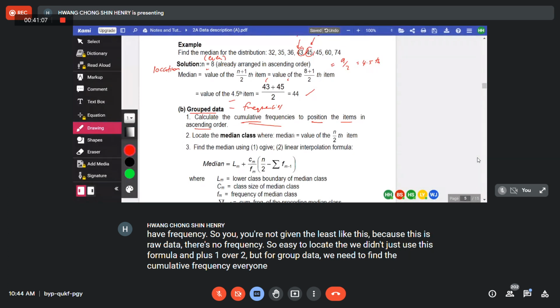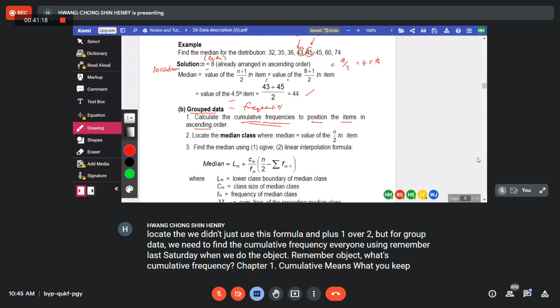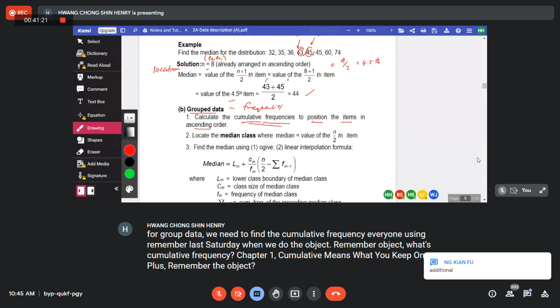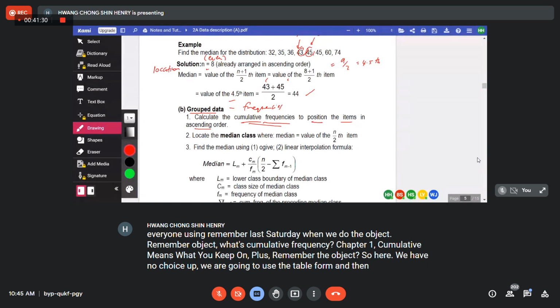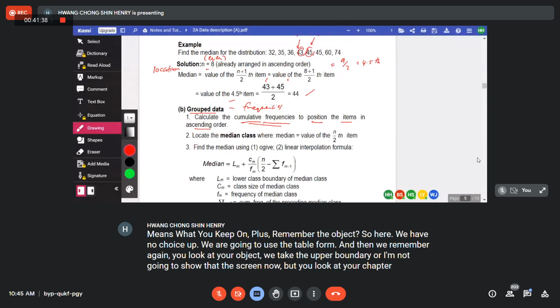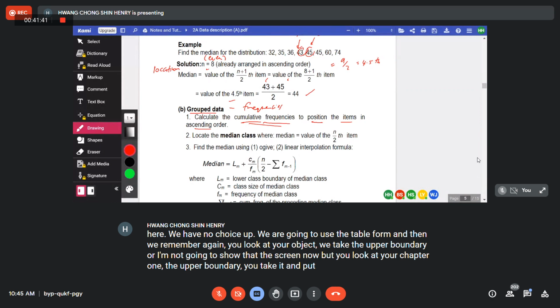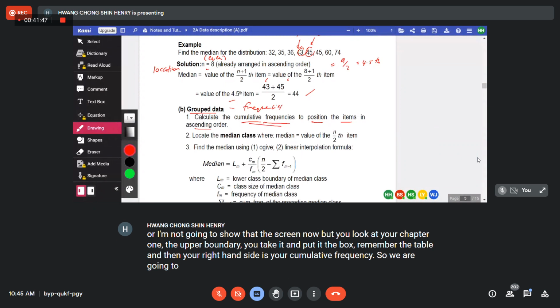Everyone, do you still remember last Saturday when we did the OGIF? Remember OGIF? What is cumulative frequency? Chapter 1. Cumulative means what? You keep on plus. Remember the OGIF? So here, we have no choice. We are going to use the table form. And then we remember again, you look back at your OGIF, we take the upper boundary. I'm not going to show the screen now, but you look at your chapter 1. The upper boundary, you take it and put it into a box. Remember the table. Then your right hand side is your cumulative frequency. So we are going to do the same here.